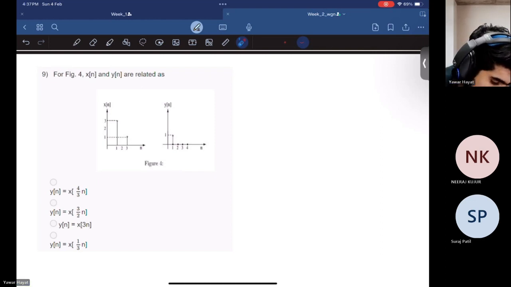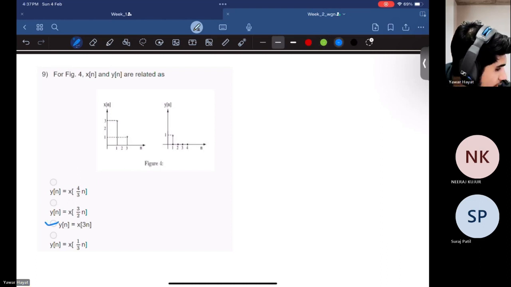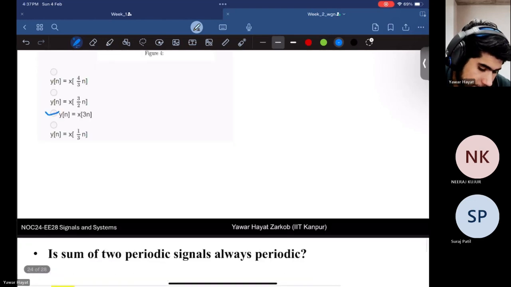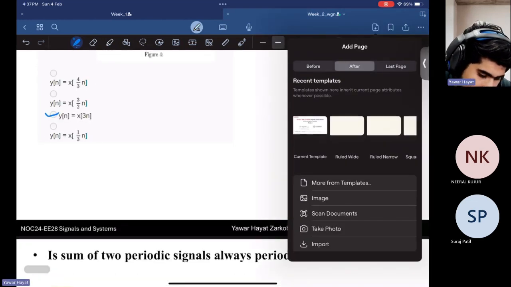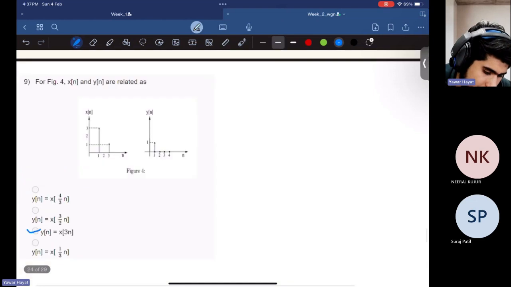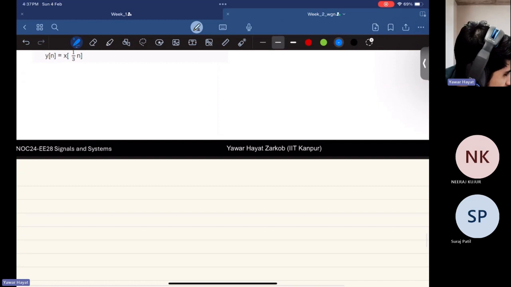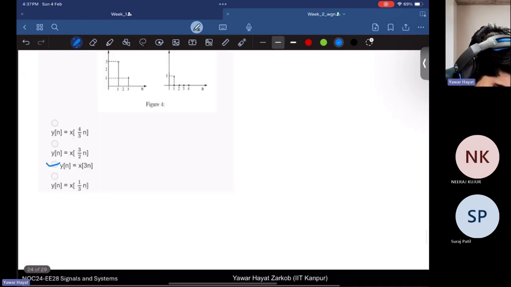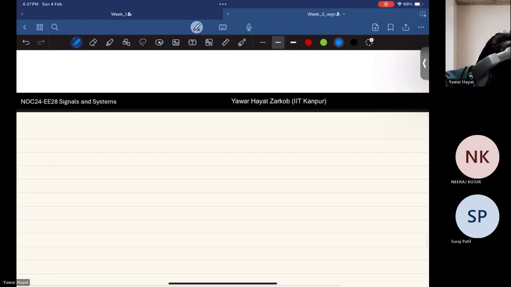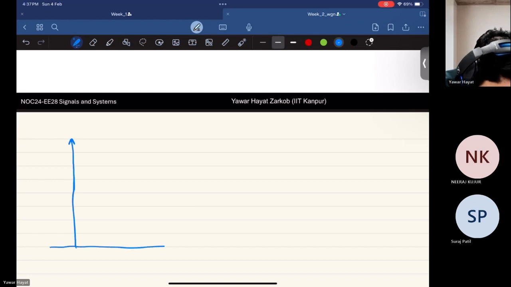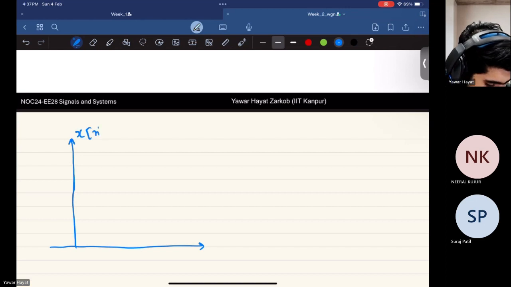Okay, so this one is pretty straightforward. Let me quickly make a solution so that if some of you would want to refer to this later on, you can refer to it. So we have this signal x of n.